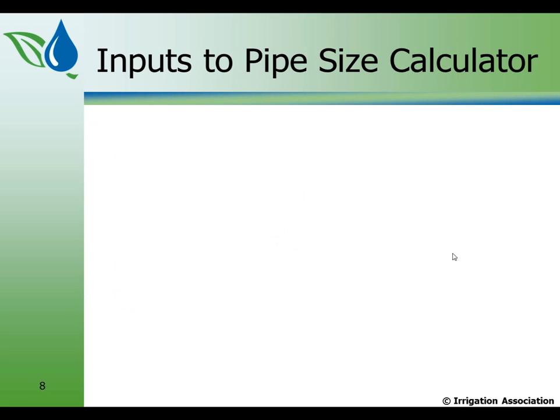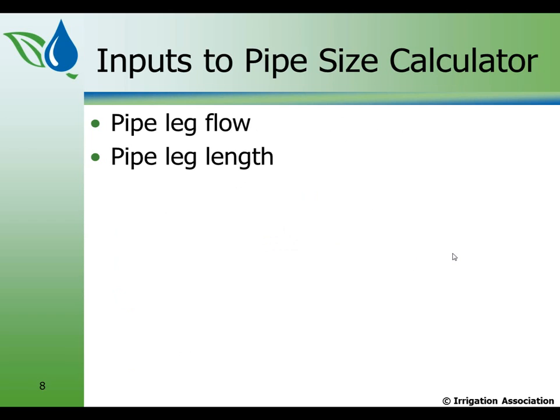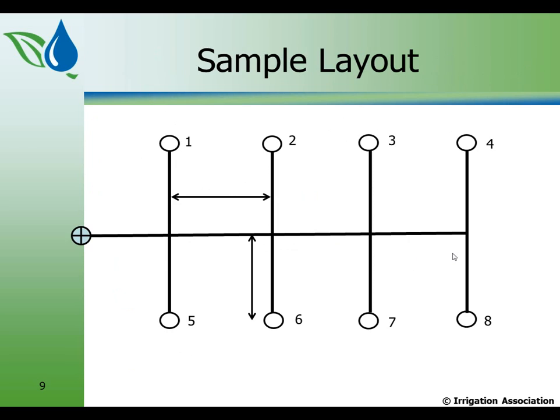What do we need for inputs to the size calculator? First of all, we need the flow in each leg of the pipe, the length of that leg, the type of pipe, the materials being used. And here is a sample layout. Now you might look at this as I give you some dimensions and say, well, that's an odd layout. Well, this is done for pipe design reasons, not for good sprinkler layout, so don't be critical of that.